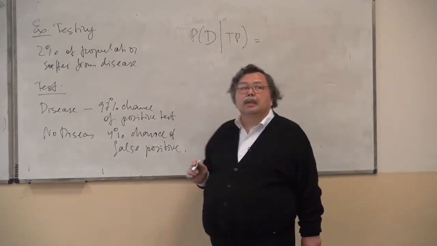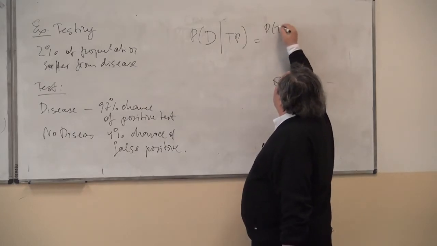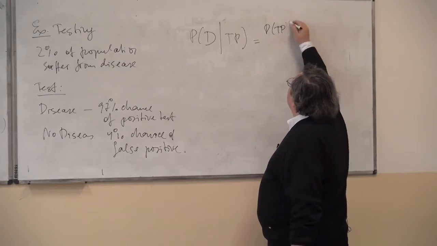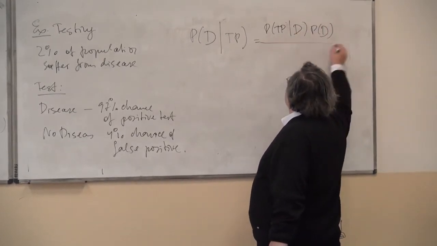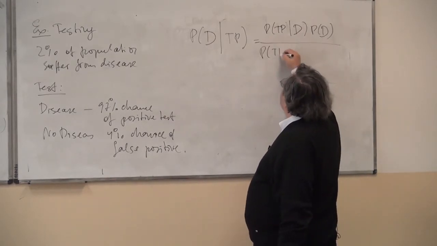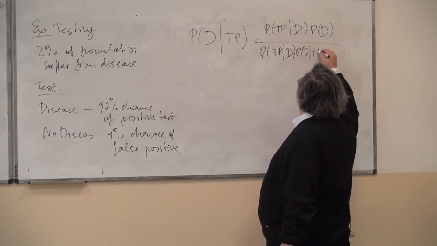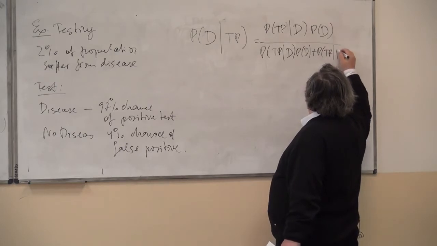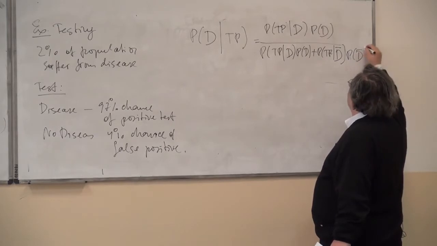And here we use the Bayes rule. Probability of test positive given disease times the probability of disease. And the denominator is the probability of test positive given disease times probability of disease, plus test positive given no disease times the probability of no disease.